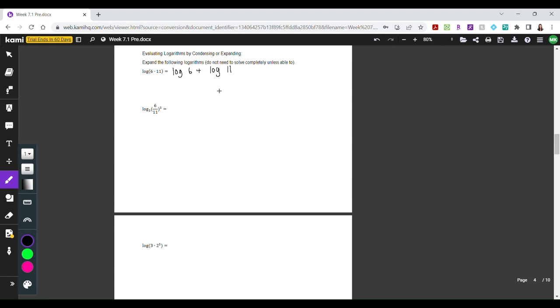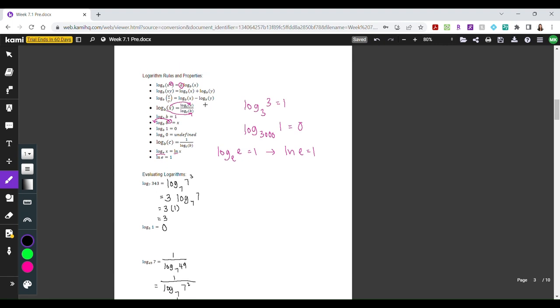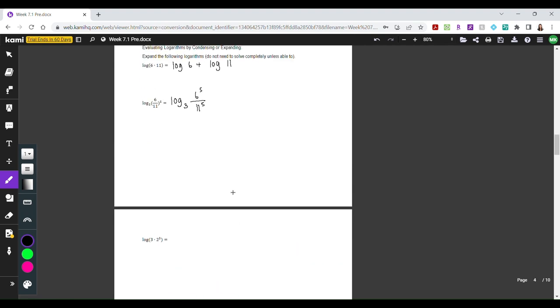So now we have log base 3 of 6 over 11 to the 5th. First thing I'm going to do is distribute the power, but not multiply it. So I have log base 3 of 6 to the power of 5 over 11 to the power of 5. Now, because these are dividing with each other, I know that they're going to be subtracting if I am expanding it. So when I write it out, it's going to be log base 3 of 6 to the power of 5. The one that is on top will always be on the left side. That one's very important to remember.